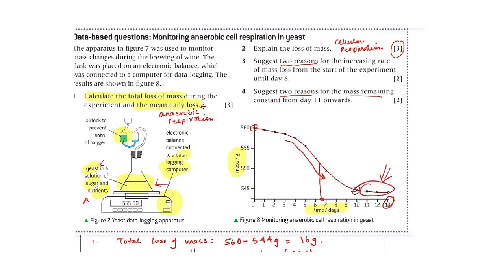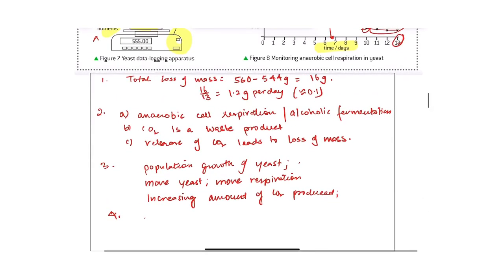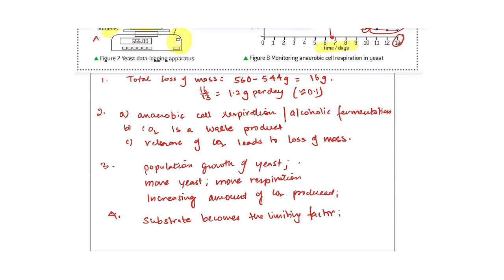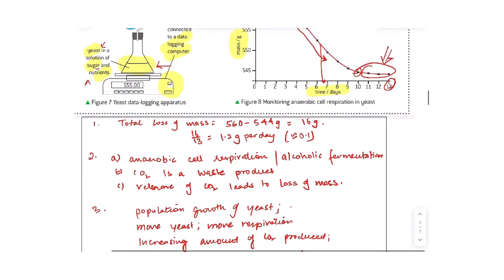So this is constant. Why is it constant? We can see the substrate becomes the limiting factor. And then another thing you can see, the yeast, because there's high alcohol, high alcohol leads to death of yeast, and that can also cause the decrease. So two reasons, that should be good enough to get you full marks.